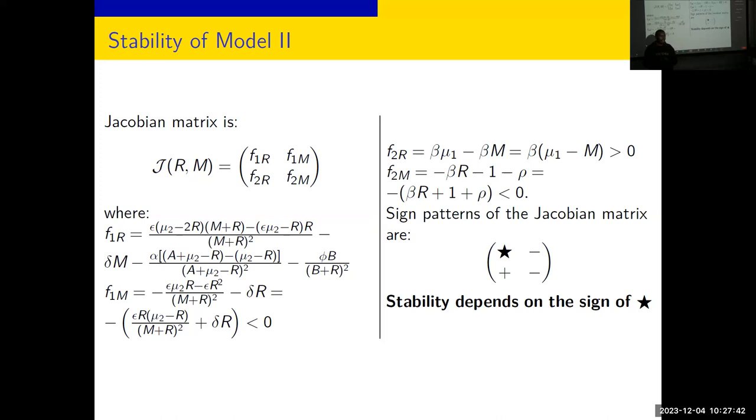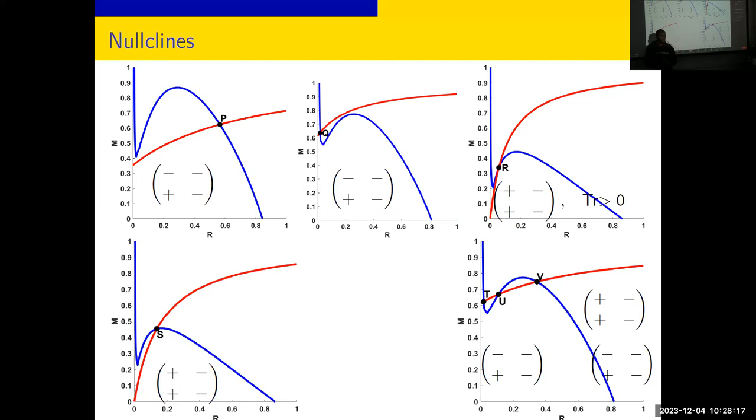Depending on the choice of parameters, the first expression F1R of the matrix can be positive, maybe zero, or negative. So if the sign of the F1R expression is positive, we are assured of having a negative trace and positive determinant, and then we can get the patterns we are looking for. So we give the geometry of all possible nullcline configurations. These are all possible nullcline configurations for this system, where the blue curve is the F1 function and the red one is the equation for M.